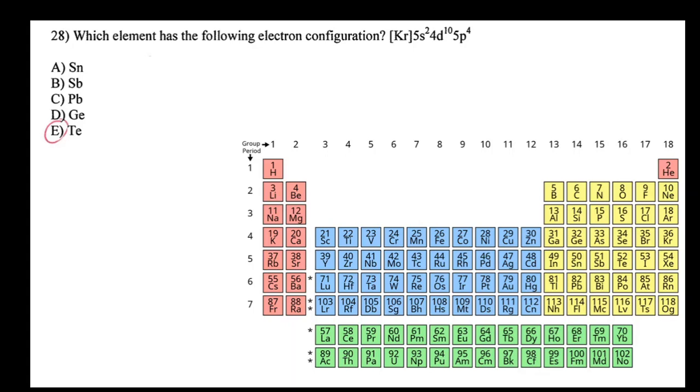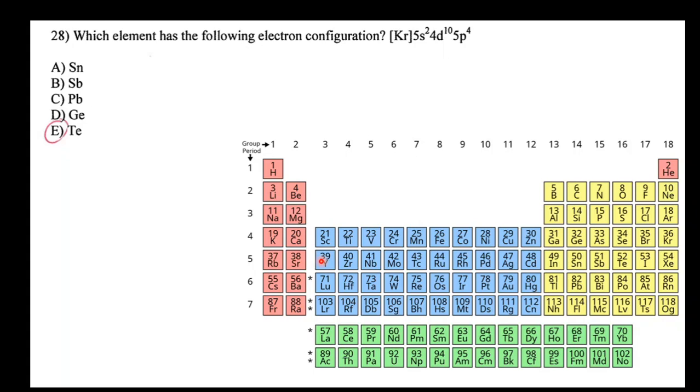Which element has the following electron configuration? In this case, I'm sure you guys have briefly covered condensed notation. Essentially how this works is you look at the noble gas in the brackets as your starting point. So we're starting here, it says krypton. We start at krypton, and then we're counting across the periodic table from that. So krypton, you go across the table. So this is our 5s2.